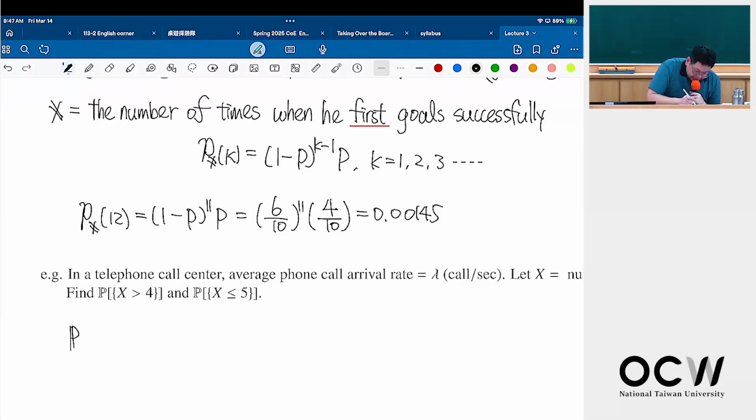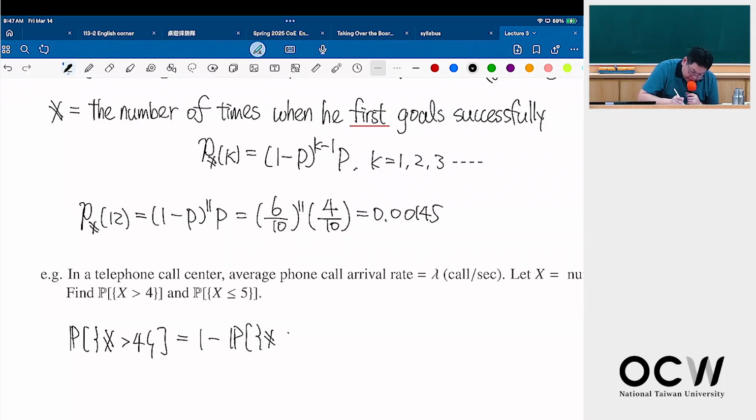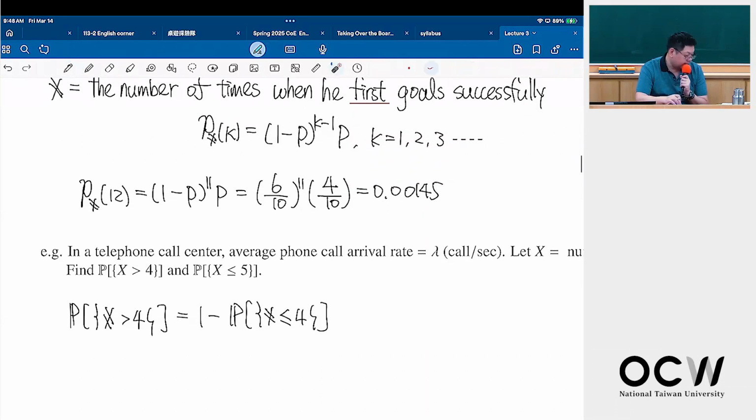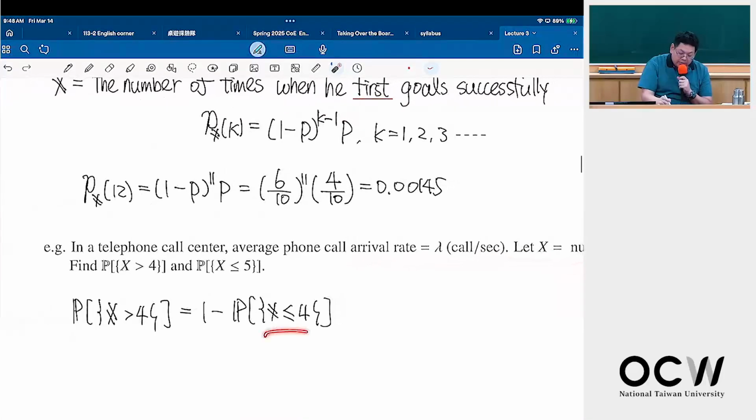First, the probability of the random variable greater than a certain number, say 4, also means this is equal to 1 minus the probability of your random variable being less than or equal to 4. Right, from the probability axiom. What does that mean? X is less than or equal to 4. So during that certain time, the number of calls is at most 4.